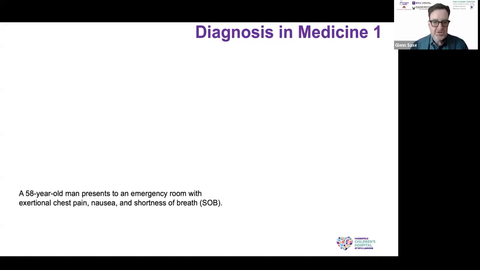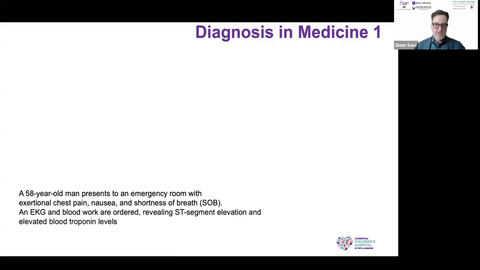So I'll just tell you, a 58-year-old man presents to an emergency room with exertional chest pain, nausea, and shortness of breath. These are symptoms. An EKG and blood work are ordered, revealing ST segment elevation. For people not in the medical world, that's an important sign on the EKG about heart attack, and similarly elevated blood troponin levels. That's what doctors look for. And so a diagnosis of a heart attack, or what's called acute myocardial infarction, is made.